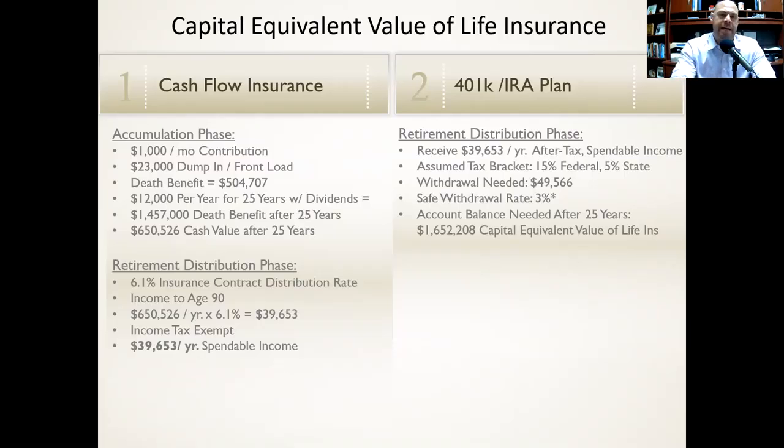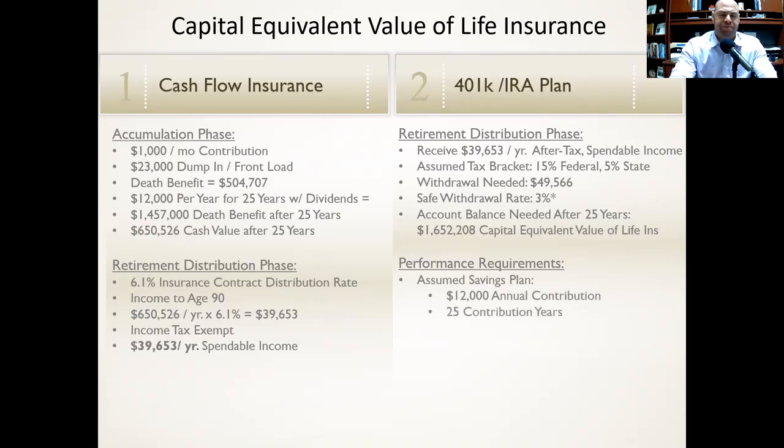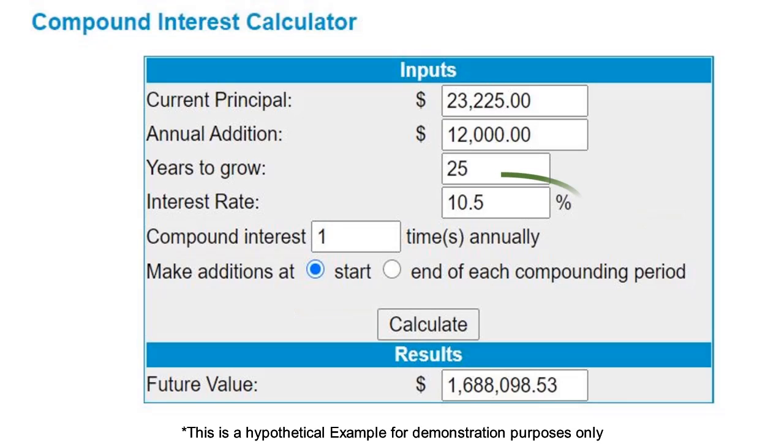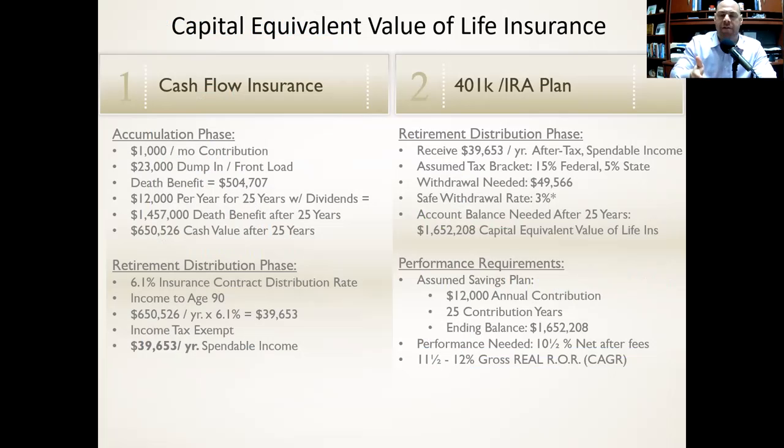What would my performance need to be in the stock market and in a managed money portfolio during that 25-year period? So I've got a $12,000 annual contribution, again, with the $23,000 to start with, over 25 contribution years to get that $1.6 million. My performance would need to be just over 10.5% net rate of return after advisor fees and after mutual fund fees. So once we tack on at least 1% for advisor fees or mutual fund fees, I would need to average 11.5 to 12% gross real rate of return in the stock market for the next 25 years.